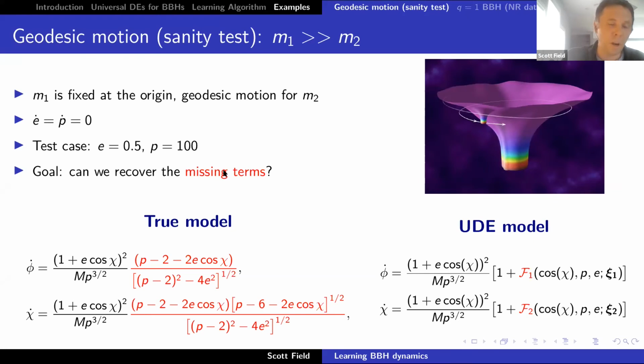And we want to recover missing terms. So the true model, the one that is describing the orbits, is given here. And you can see there are these red terms that are the missing terms, because if we compare with the universal differential equation model here on the right, if these F's were 0, we wouldn't be recovering those terms. We would match these prefactors, which is effectively the Newtonian case. So that's what we're after.